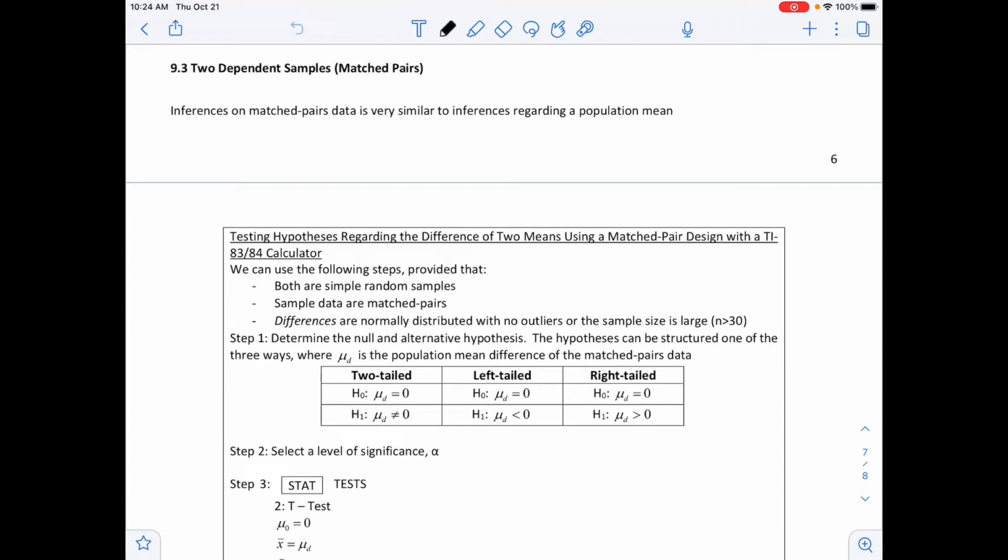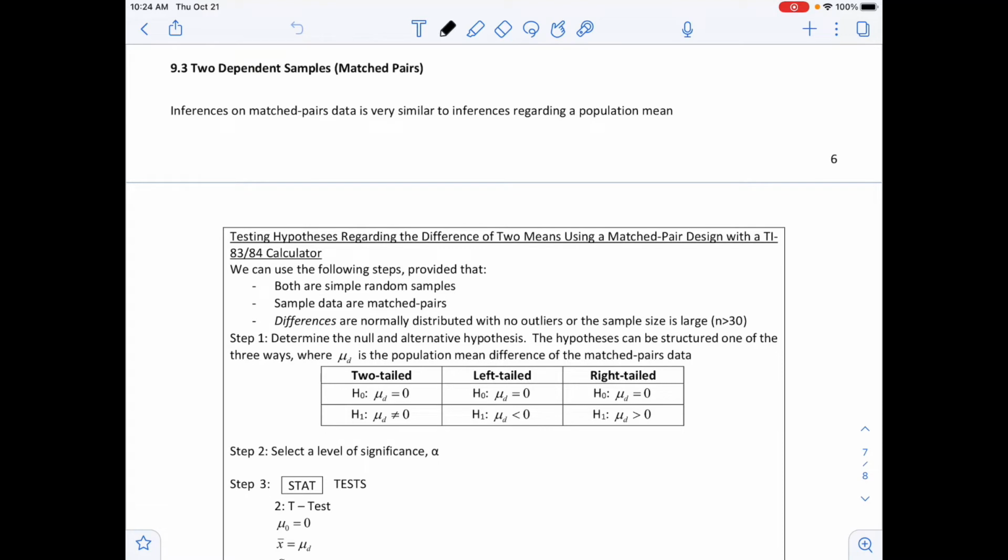And so a lot of times you'll see siblings or a married couple or twins. And then matched pairs, you could also be matched up against yourself. So we could do something where we study your reaction time or your scores before taking an exam or before studying, and then after studying.